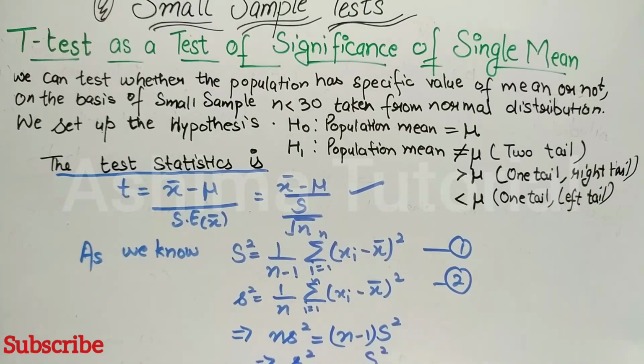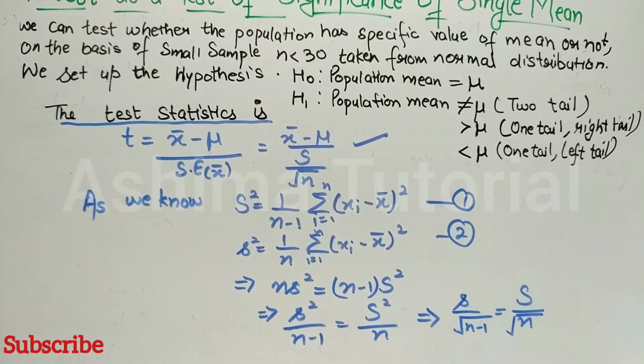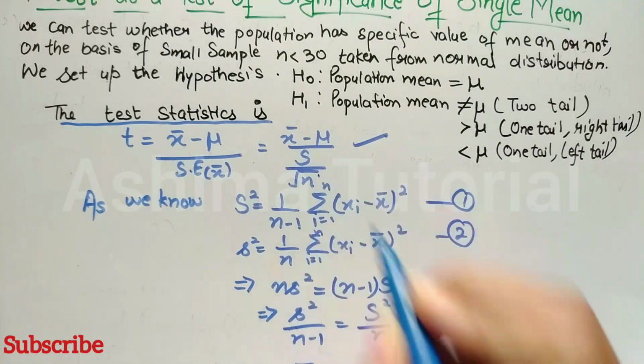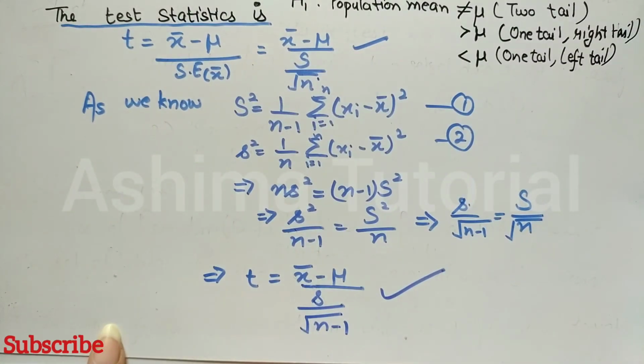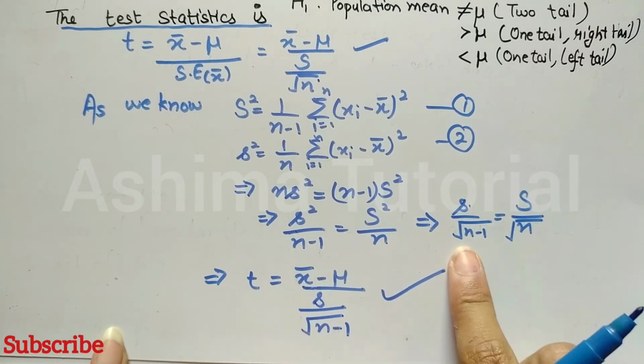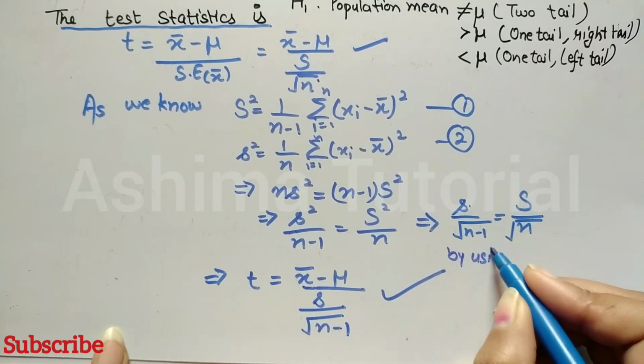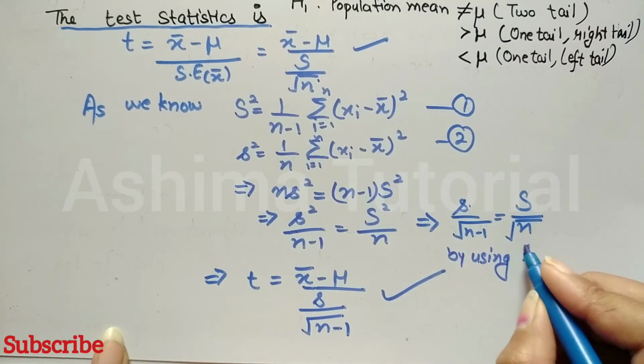Now it implies s square over n minus 1 is equal to capital S square over n, or s over under root n minus 1 is equal to capital S over under root n, where small s is sample standard deviation and capital S is population standard deviation, and n is number of observations. So we say that T is also equal to x bar minus mu over small s over under root n minus 1 by using this property.